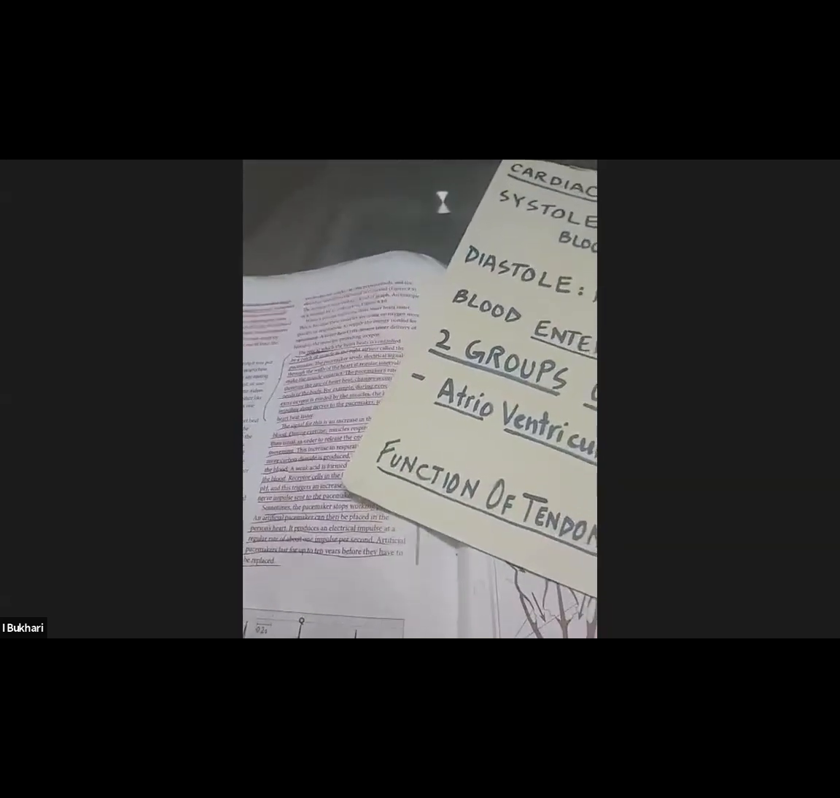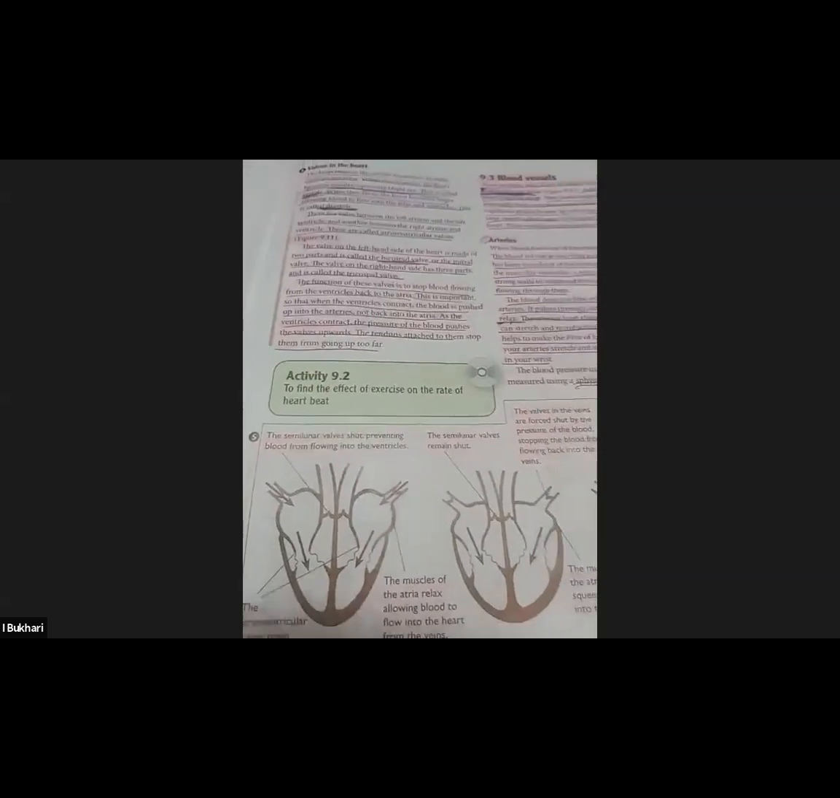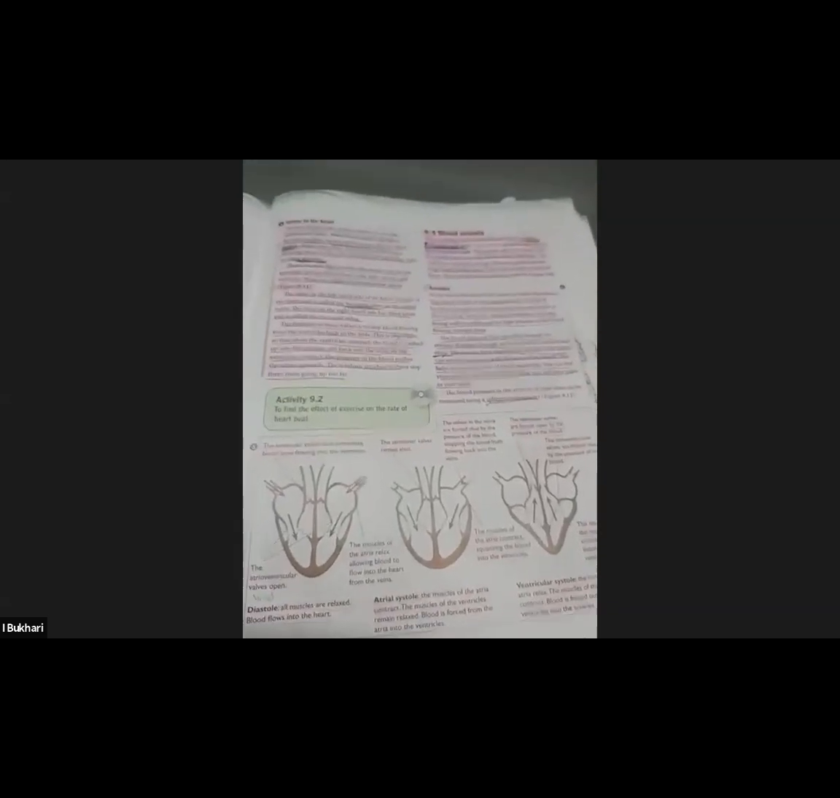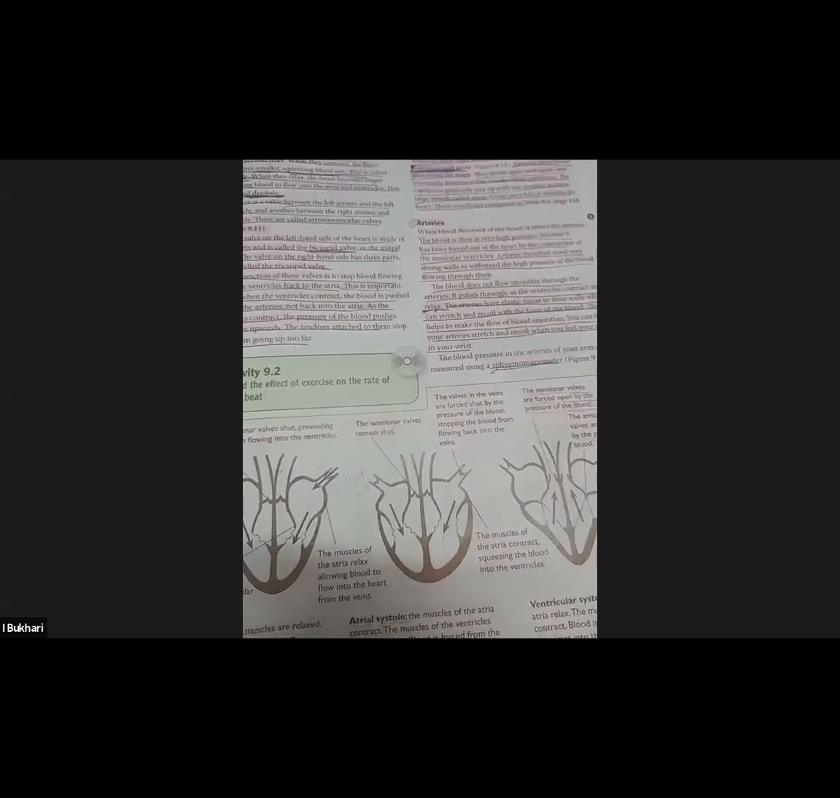Okay, okay, okay. Do you guys have any? Okay, let me just finish this real quick. Cardiac cycle, because I am short of time. I have to finish this class sharp at 7:15. Okay, let me share my screen again.